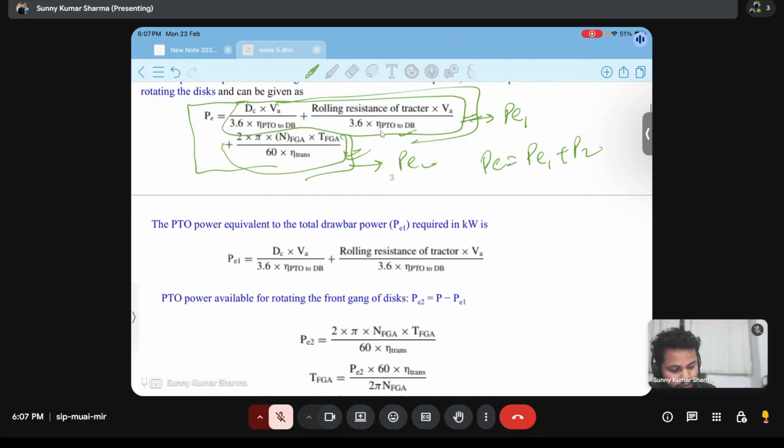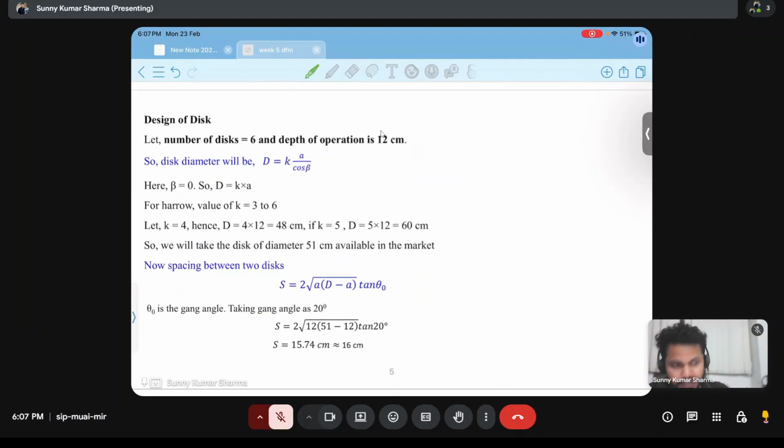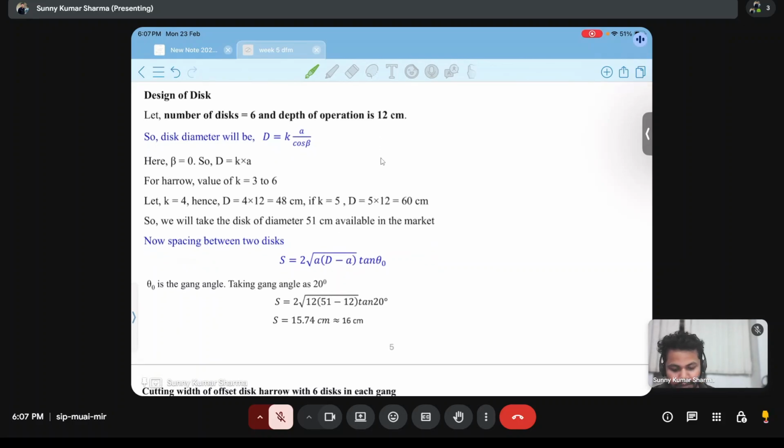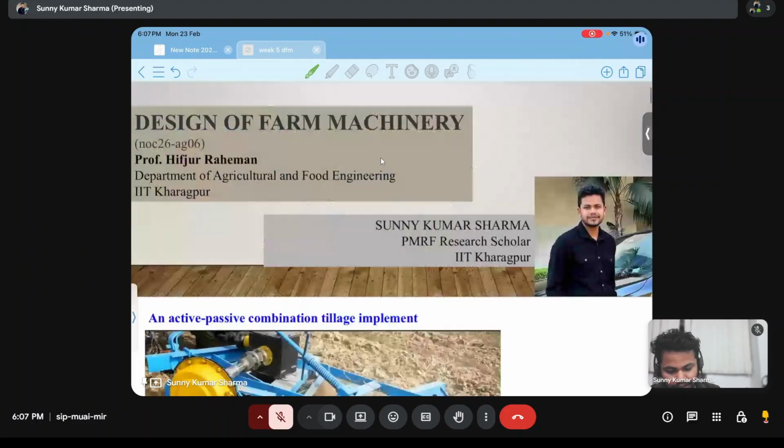This will become more clear when we will solve and design one offset disk harrow, that is combined offset disk harrow. Means its front gang will be powered and rear gang will be unpowered. Means front gang will be active, which will be getting power from PTO, and rear gang will be unpowered, which you can see here in this figure.